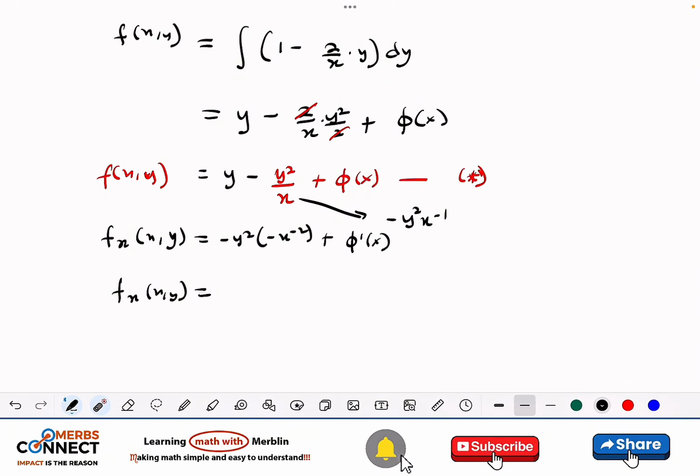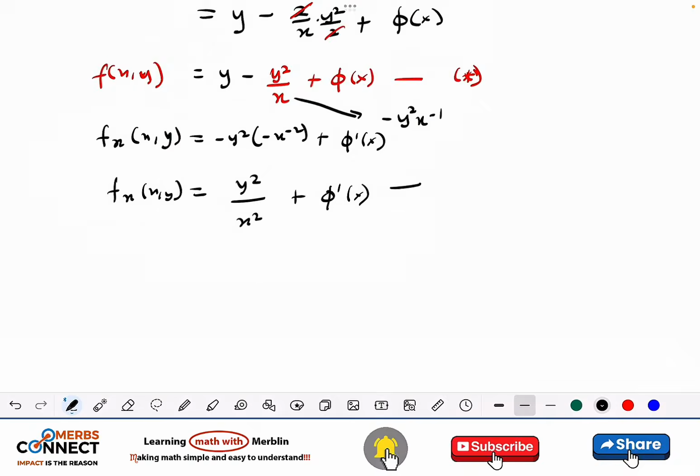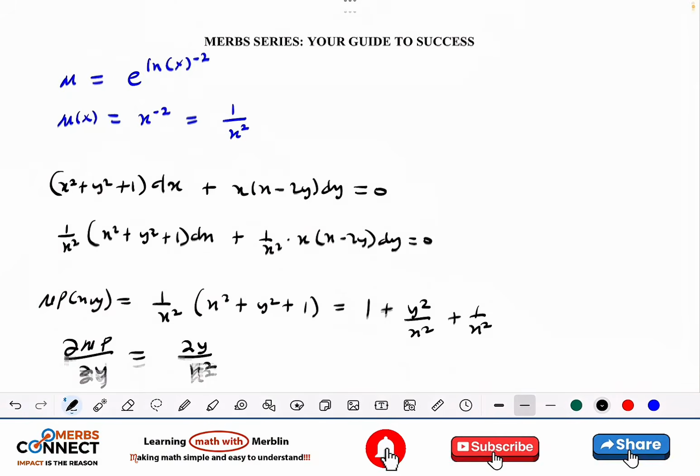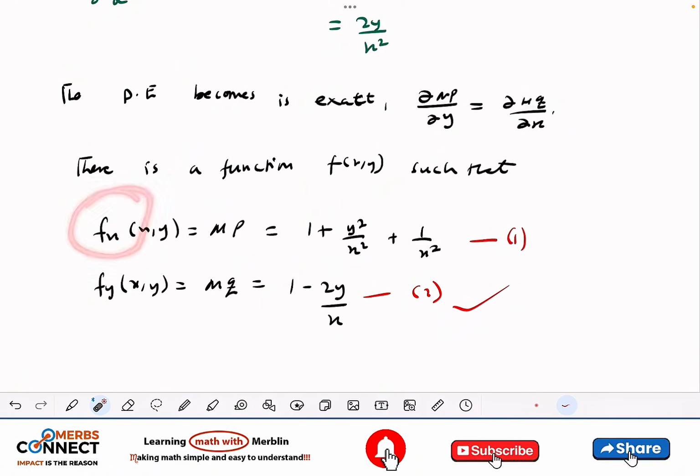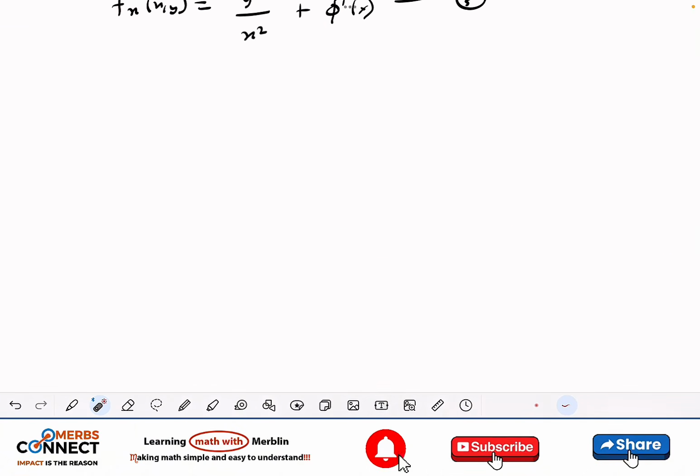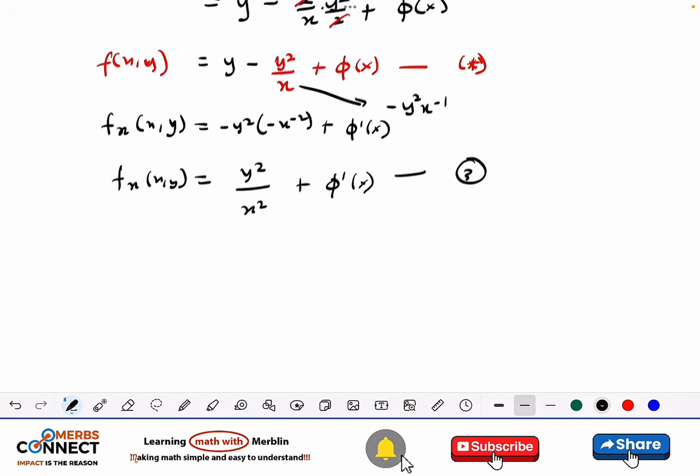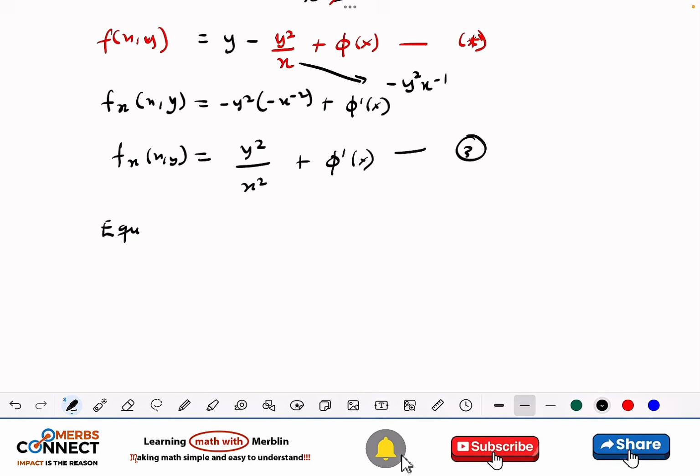This is going to be minus minus will be positive, so I'm going to have y squared divided by x plus phi prime of x. Let me call this equation 3. So now you see that equation 3 and equation 1 are the same. F is with respect to x, and then f is with respect to x. So let's equate. You see, we go through the same process of doing everything, but the only things that change are the differentiation and the integrating factors that you are going to find.